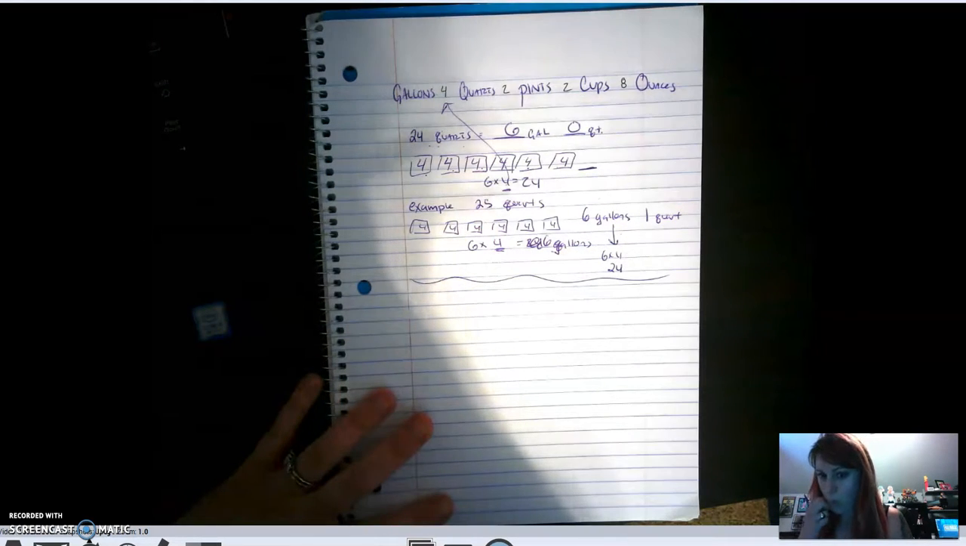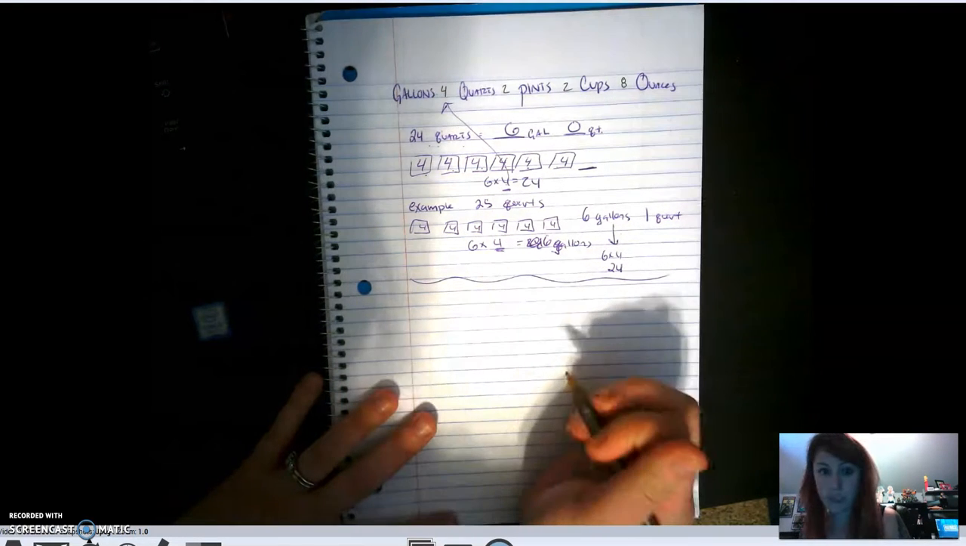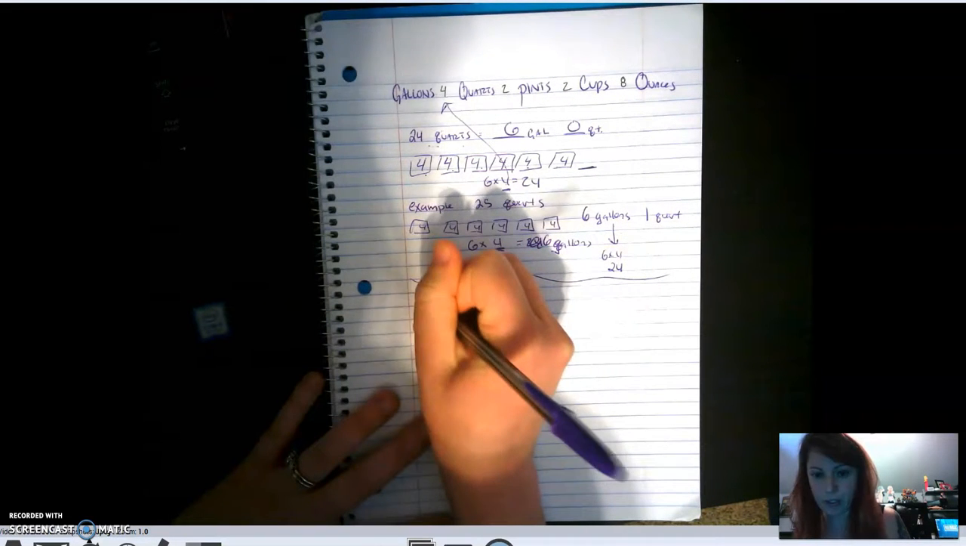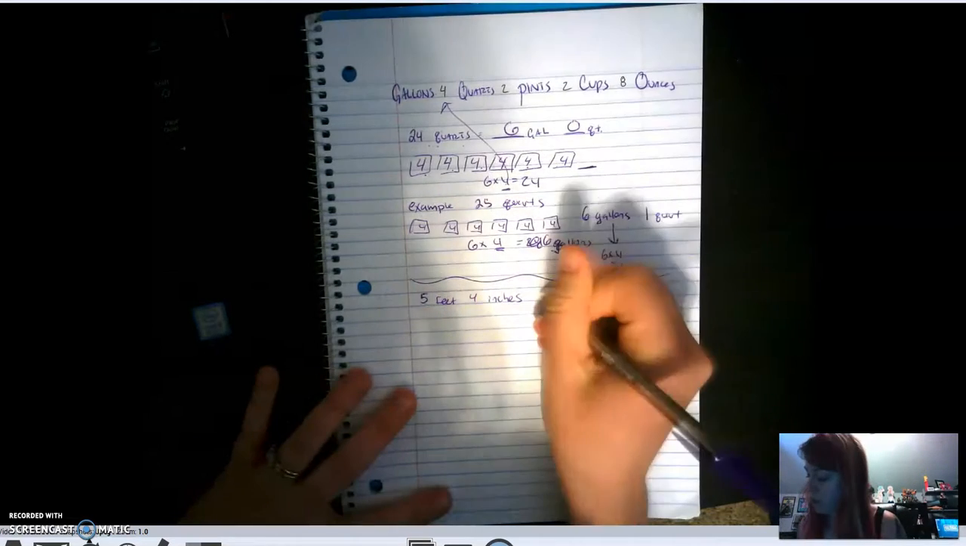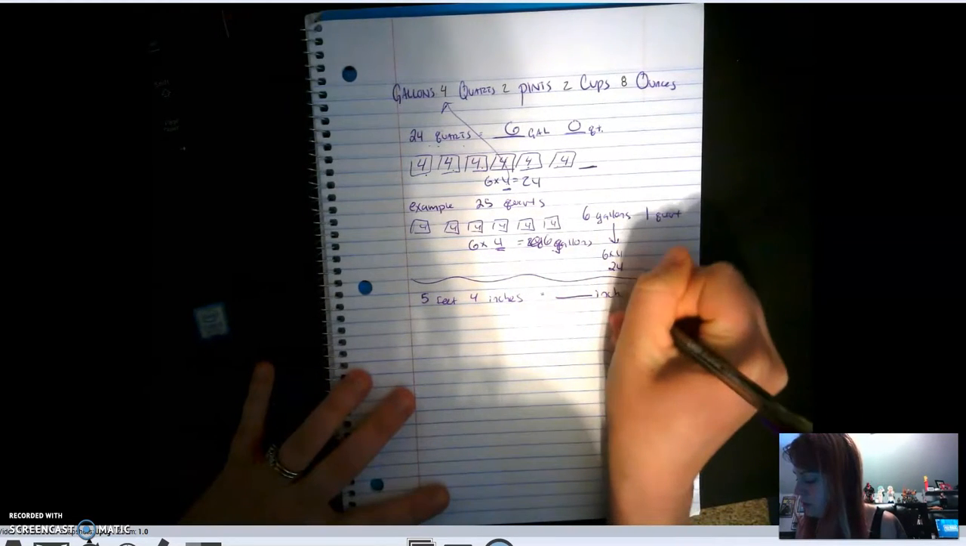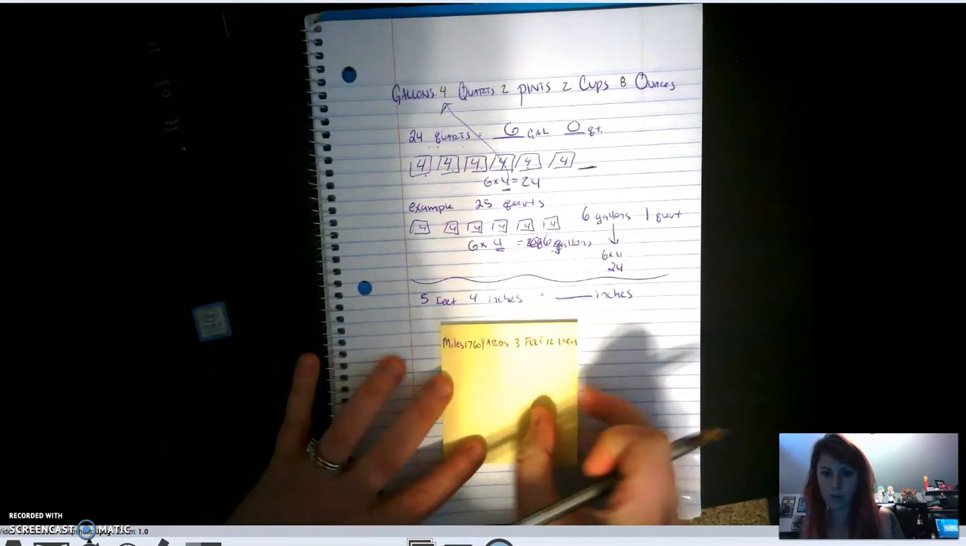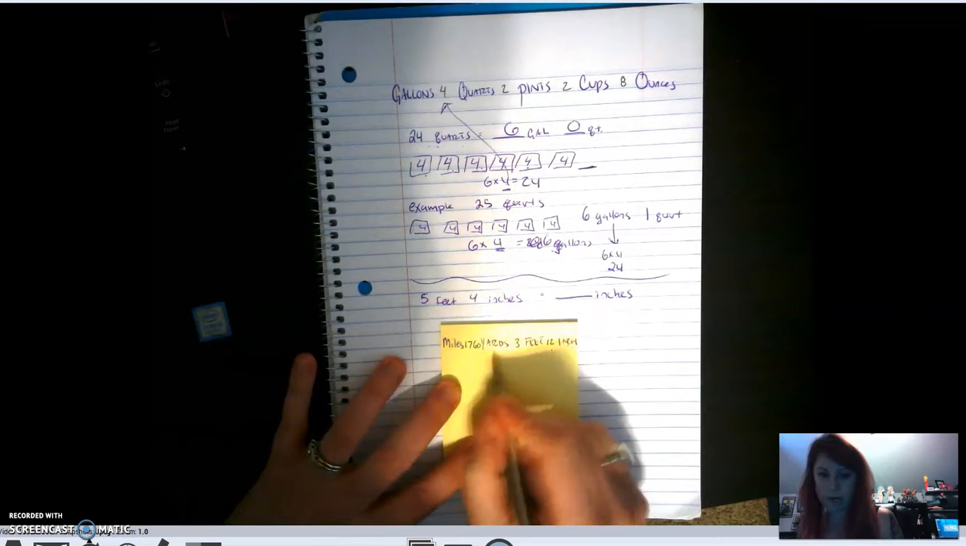Now, what if I gave you a different example? What if I said that I am 5 feet 4 inches tall, and I want to know how many inches tall I am? So, these are our conversions here, okay? There are 12 inches in a foot, there are 3 feet in a yard, etc. So there are 12 inches in a foot.